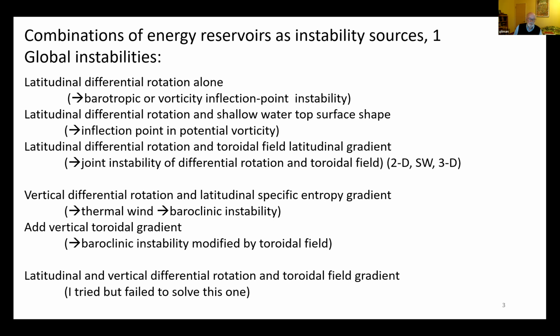Well, the vertical differential rotation and latitudinal specific entropy gradient lead to what's usually called a thermal wind in the tachocline, and that would lead to baroclinic instability, which is transporting heat from warm latitudes to cold latitudes. If you then add a toroidal field to the baroclinic instability problem, you get baroclinic instability modified by toroidal field. If you do latitudinal and vertical differential rotation and toroidal field gradient together, you get a more complicated situation, which has never been cracked as far as I know.